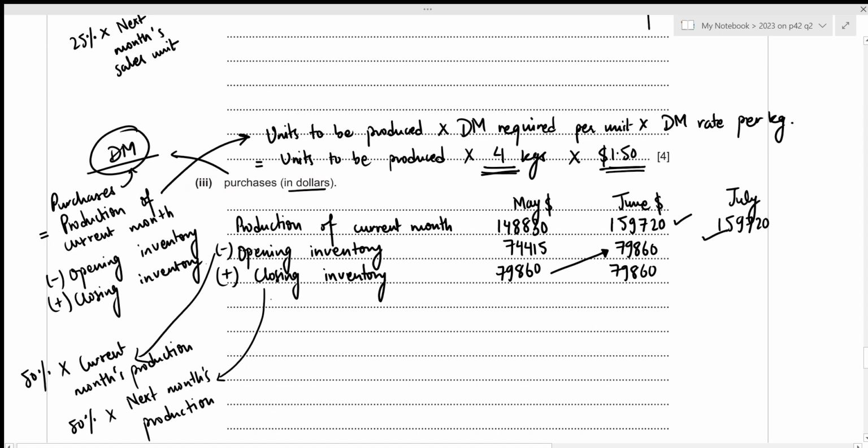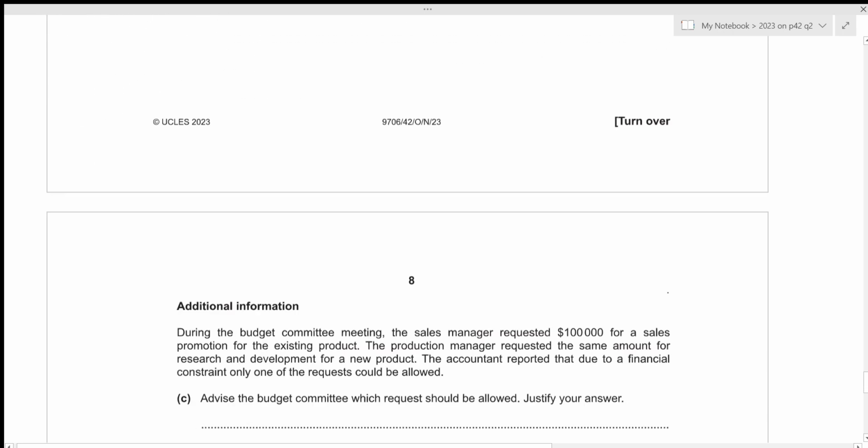Now we can figure out the purchases of direct materials. For the month of May, that's going to be 148,830 minus 74,415 plus 79,860, which results in 154,275. For the month of June, that will be 159,720 minus 79,860 plus 79,860, which results in 159,720. That's all for our purchases budget.